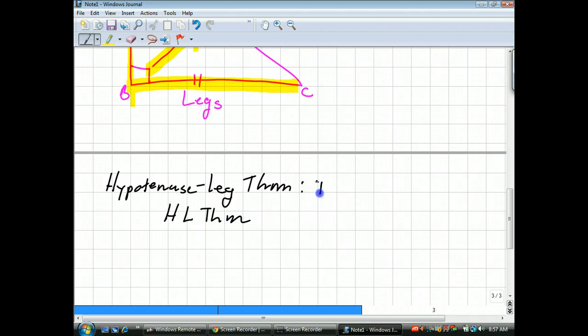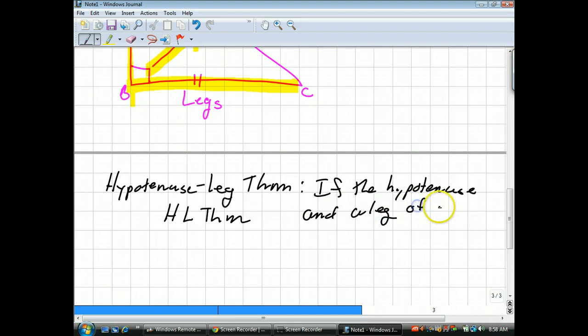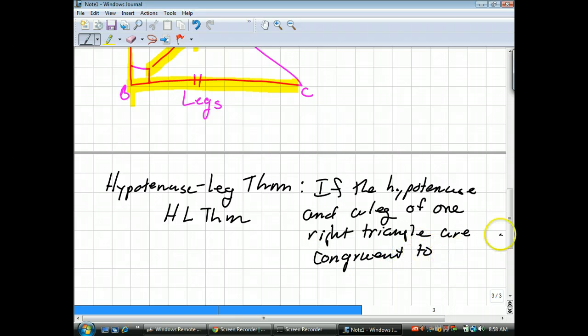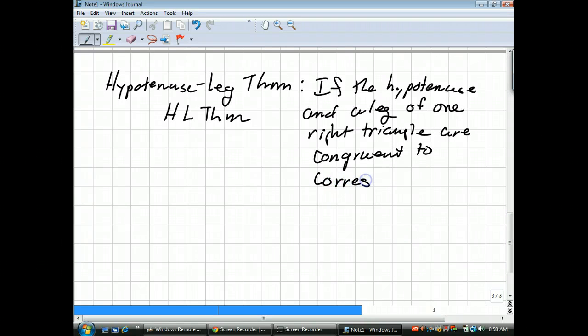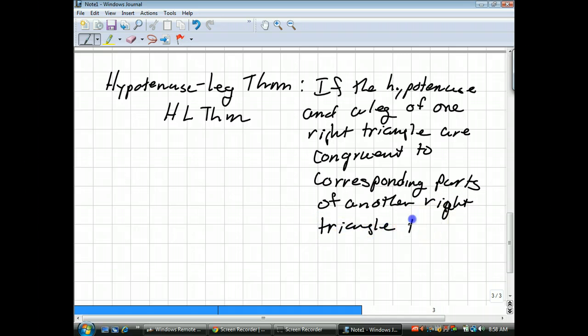Okay? And it says, if the hypotenuse and a leg of one right triangle are congruent to corresponding parts of another right triangle, then the triangles are congruent.